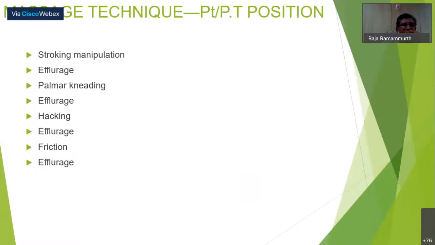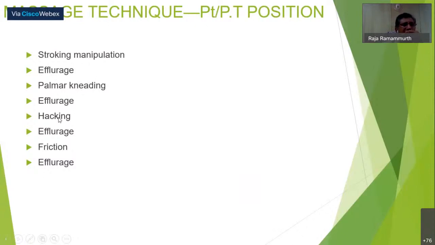If we consider what all the techniques we have to give for back massage, the first one is stroking. Stroking is followed by effleurage. Stroking can be given either as firm stroking or light stroking, right, to trigger or stimulate the sensory nerve endings as well as to trigger the muscle, right? Then the next technique is called the palmar kneading technique. Palmar kneading is given to the whole back, followed by effleurage.